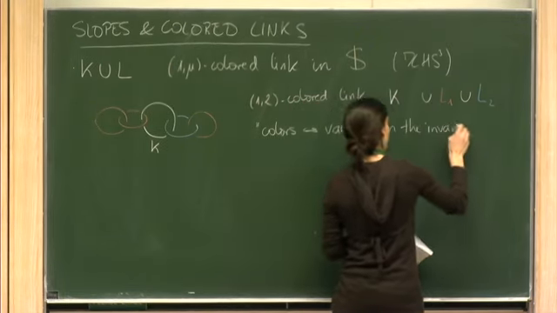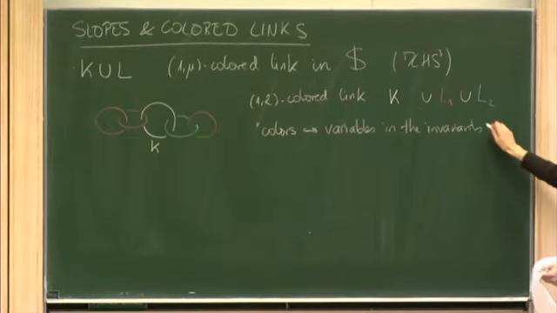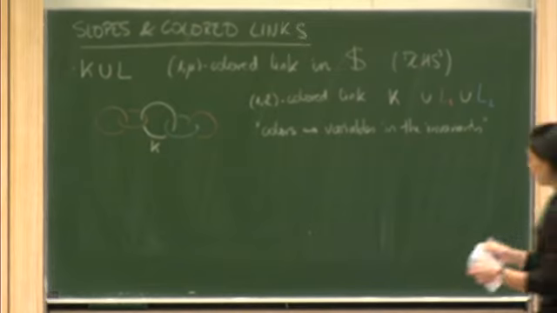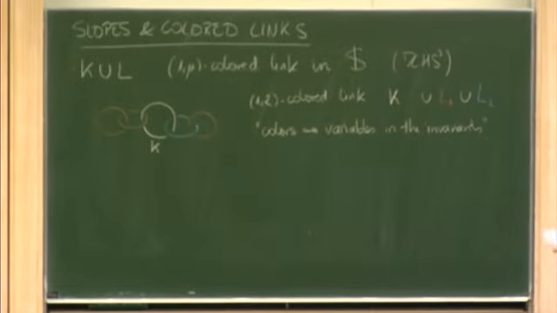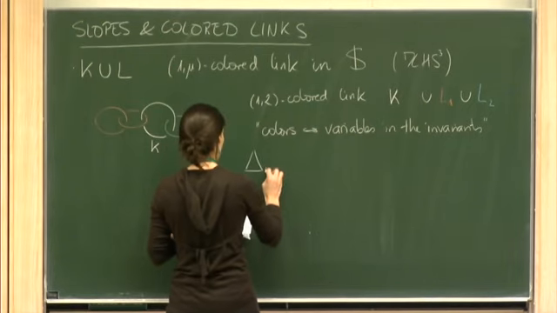K is a knot. Sorry? K is a knot. K is always a knot. Yes, always. That's why I will always keep the K for it. So what do I mean by colors, variables in the invariants? This is all very simple. It's just the language that helps to do this.